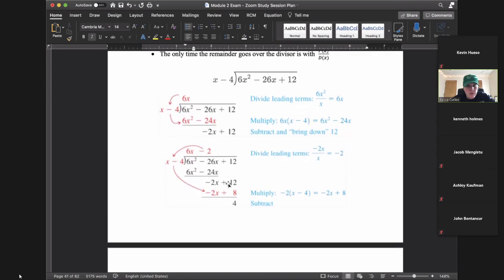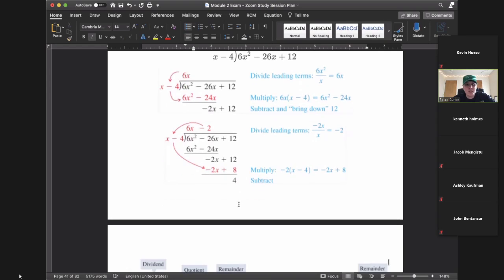So then we're going to take x and try to go into the negative 2x. x goes into negative 2x negative 2 times. So then negative 2 times x minus 4 is negative 2x plus 8. So then we're going to do negative 2x plus 12 minus negative 2x plus 8, which equals 4. So that's our remainder.